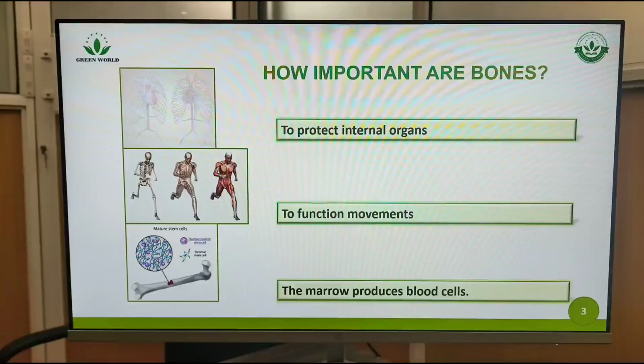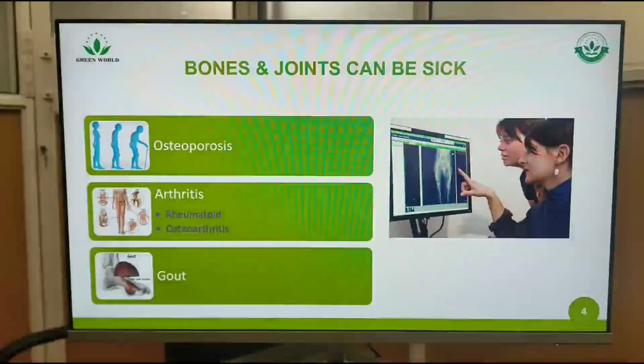First, as you can see, they protect internal organs of the body. So the good examples are skull and ribs. The skull protects our brain, and the ribs protect the internal organs like the heart and also the lungs. Okay, so the skull protects the brain and the ribs create a cavity that protects heart and lungs. So the second function of joints is to carry out motion, or that is here we say to function the movements.